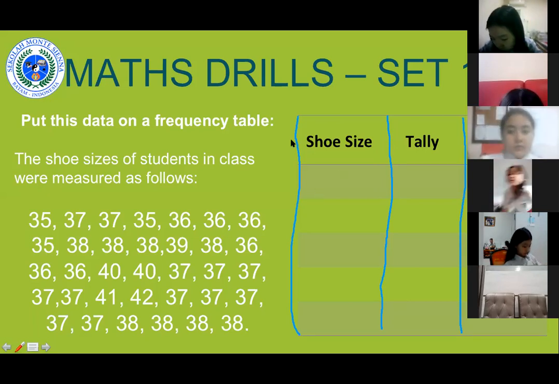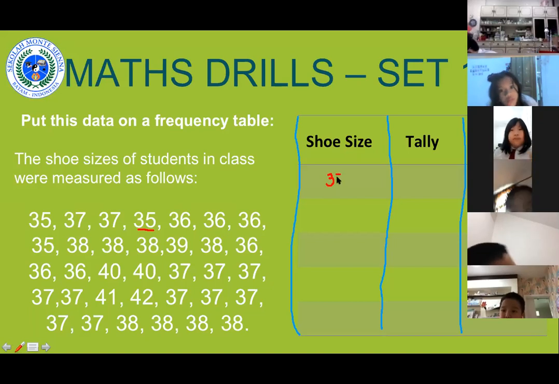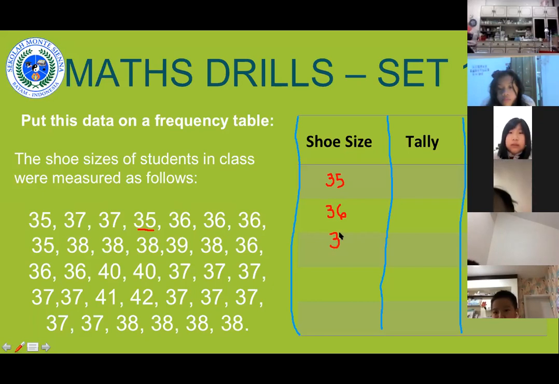Teacher, the shoe size need the same? Wait for my instruction. Who's that, Jessica, right? Okay. After creating the table, copy this. You start with the lowest number, the smallest, 35, followed by 36, 37, 38, 39, 40, 41, 42.